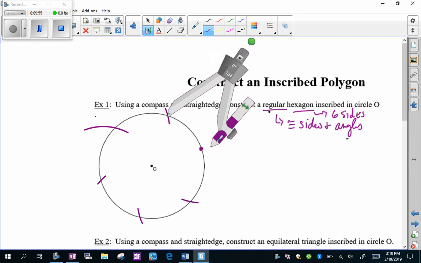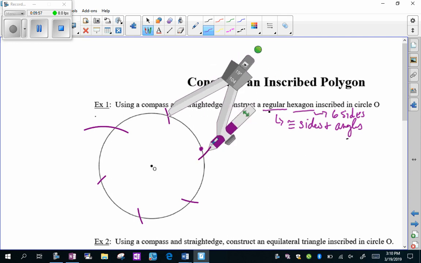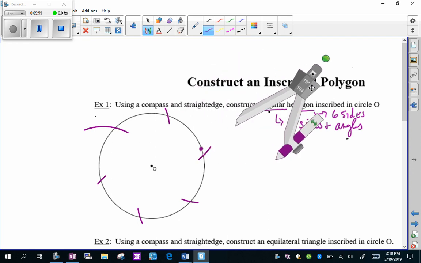Oh, I just missed a little bit on the back. Yours should match up. Because this is very difficult to do on this screen, what you want to do after you make your marks is connect those with your straight edge, right on the circle, just as I'm doing.